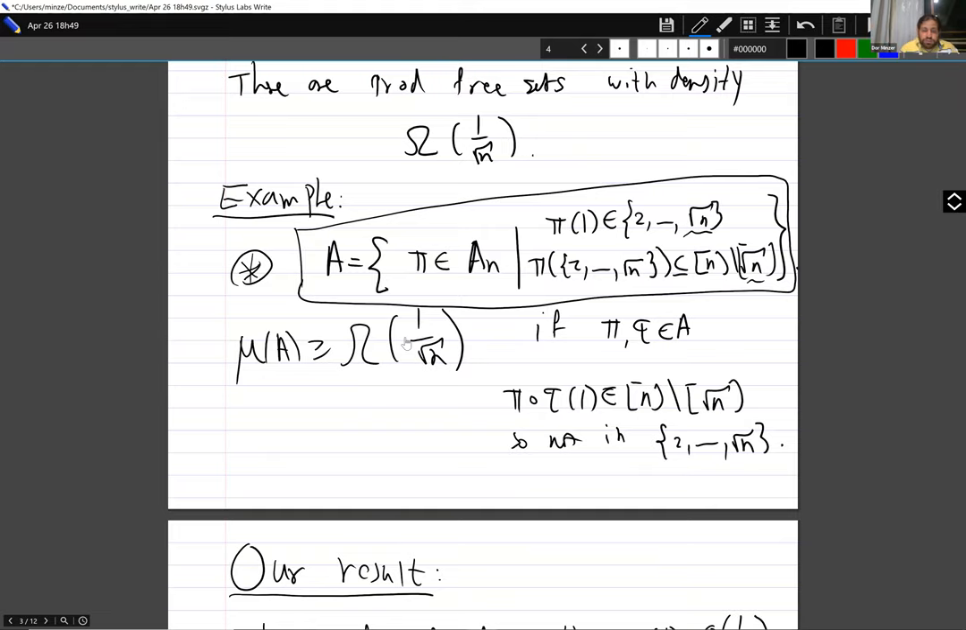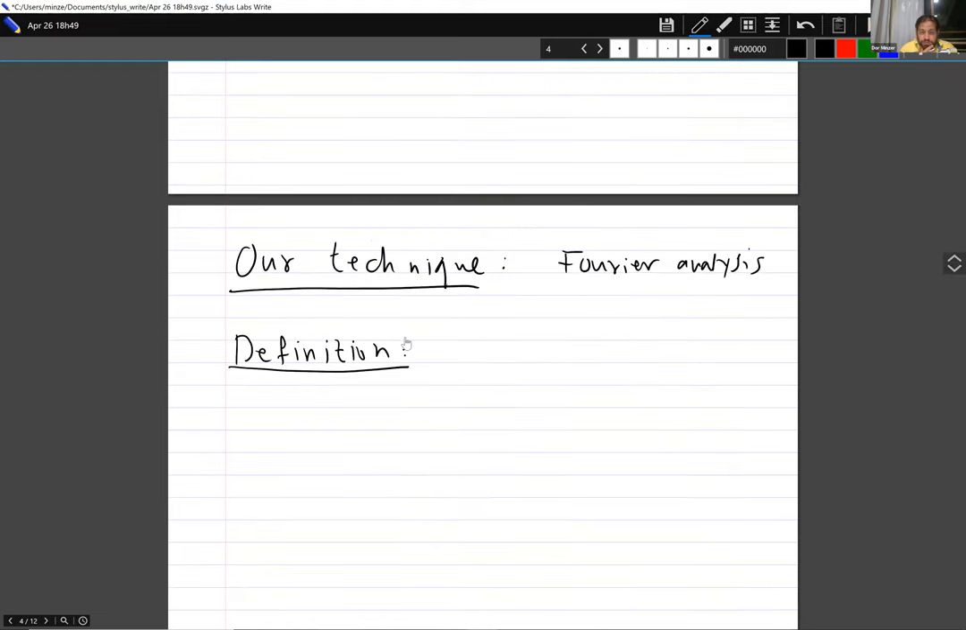So the definition that I'm going to write now is the main one. If you want to remember one thing from this talk, this is it. Sorry, not this definition, it's the second definition. This is a boring definition.